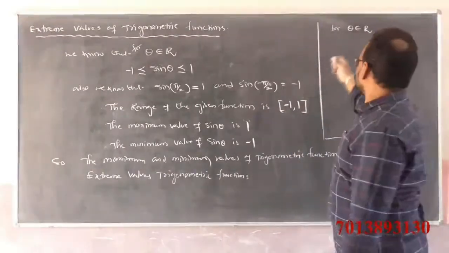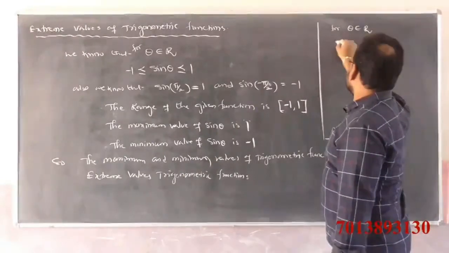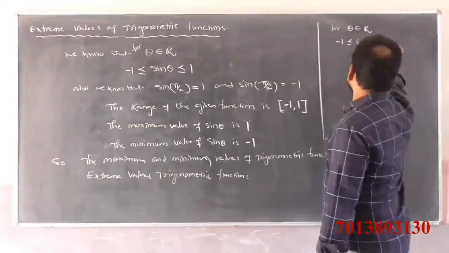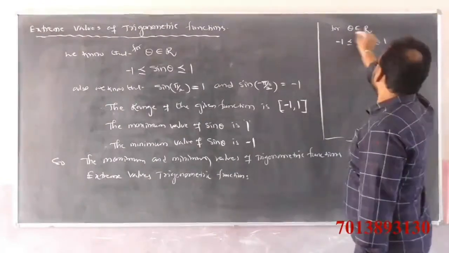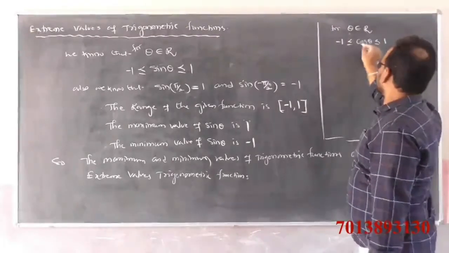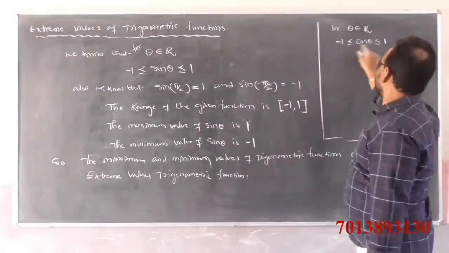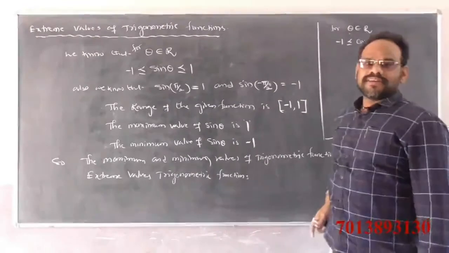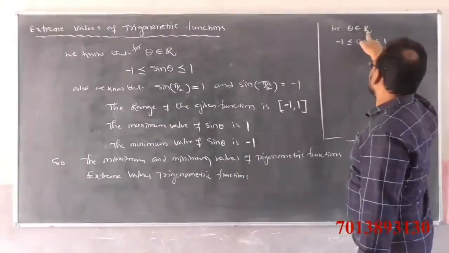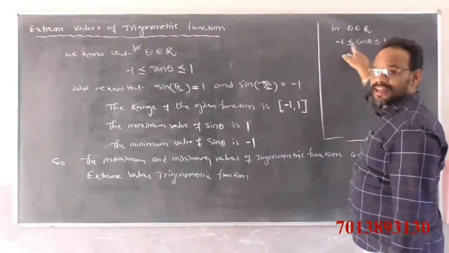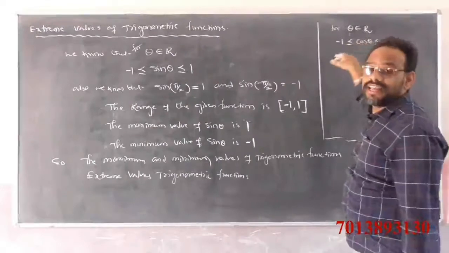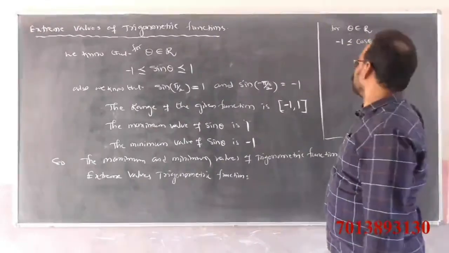For any theta belonging to R, cos theta lies between minus 1 and plus 1, that is, minus 1 is less than or equal to cos theta, which is less than or equal to plus 1. Theta belongs to any real number, so the cos value always lies between minus 1 and plus 1, and minus 1 and plus 1 are included also.